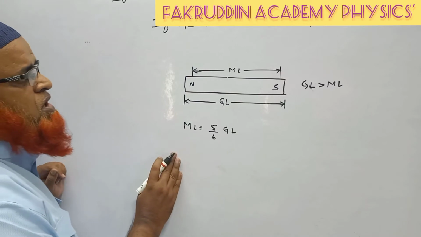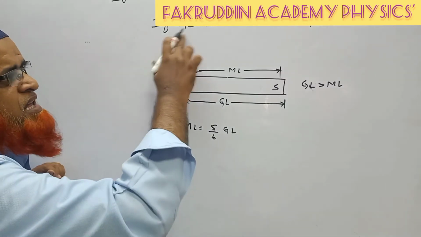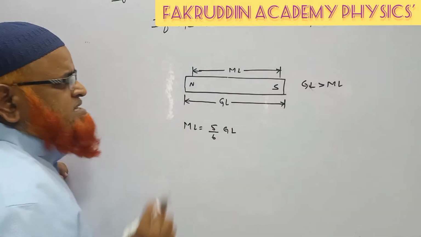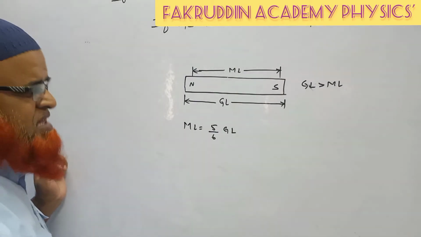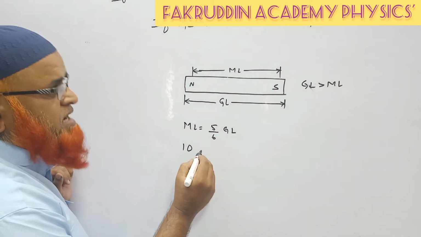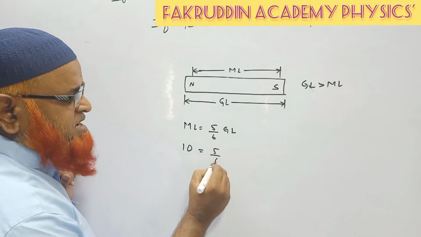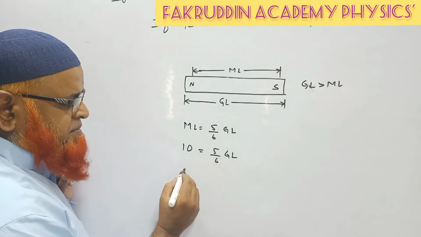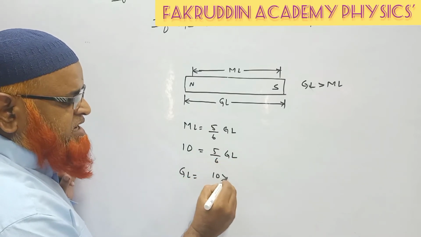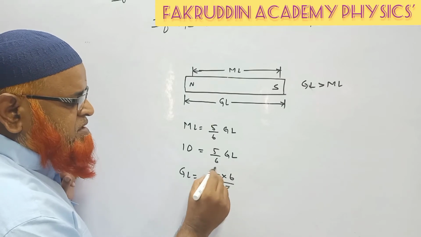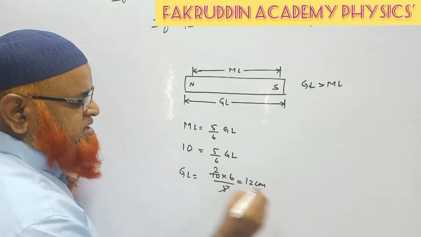Okay, so what he is asking us to find out: magnetic length is given as 10 centimeters. He is asking us to find out what is the geometric length here. You can take it as 10 equals 5/6 times geometric length here. So geometric length is 10 into 6/5, that is 12 centimeters.